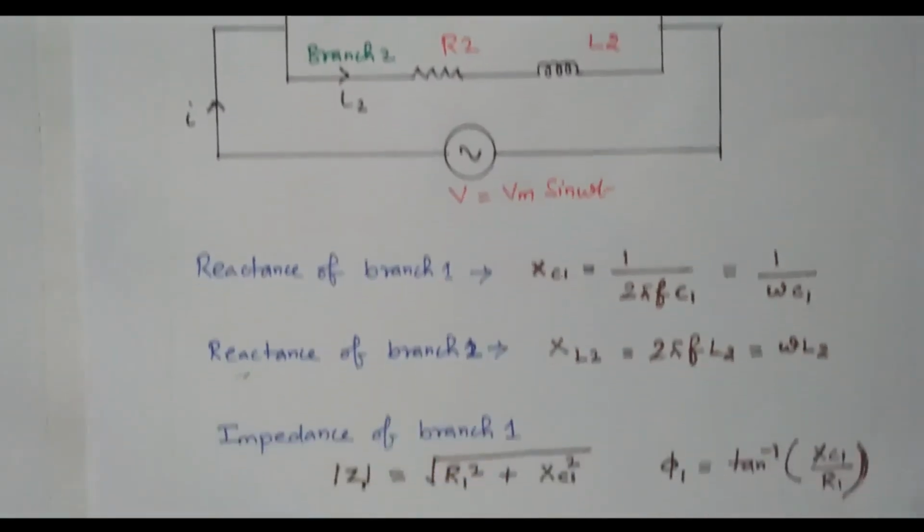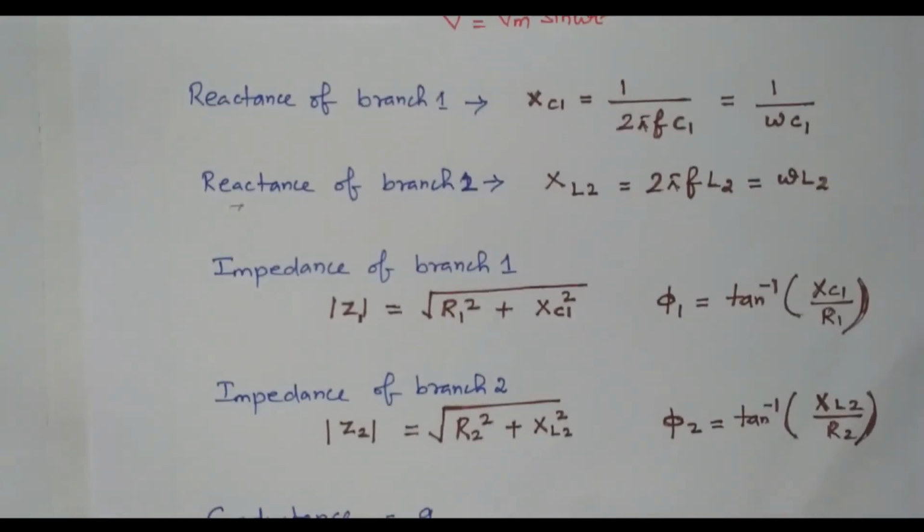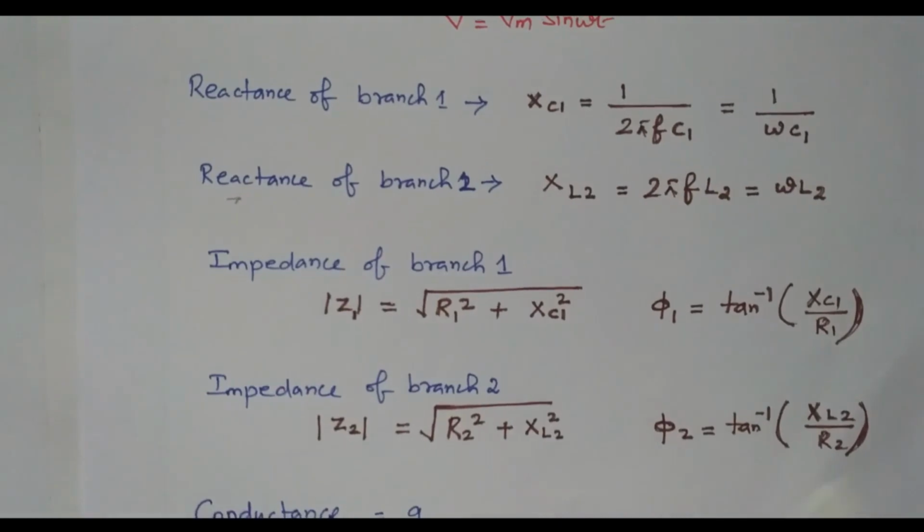So based on the reactance, we can calculate the impedance. The impedance Z1 is nothing but the square root of R1 square plus XC1 square, since in branch 1 we have resistance and capacitance. Then what is the phase angle phi 1? Tan inverse XC1 by R1. Similarly, the impedance of the second branch Z2 equals the square root of R2 square plus XL2 square, the second branch containing resistance and inductance. Similarly, what is phi 2? Tan inverse XL2 divided by R2.